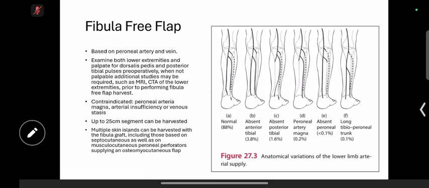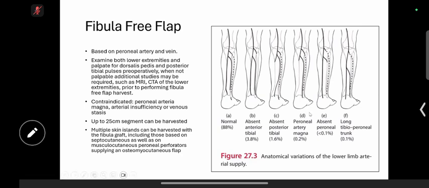Now, coming to the free fibula flap, it is based on the peroneal artery and vein. So before planning for a fibula, we have to examine both lower extremities and palpate for dorsalis pedis and posterior tibial pulses preoperatively. When not palpable, additional studies may be required, such as MRI or CTA of the lower extremities, prior to performing the fibula. Contraindications include peroneal artery magna and arterial insufficiency or venous status.